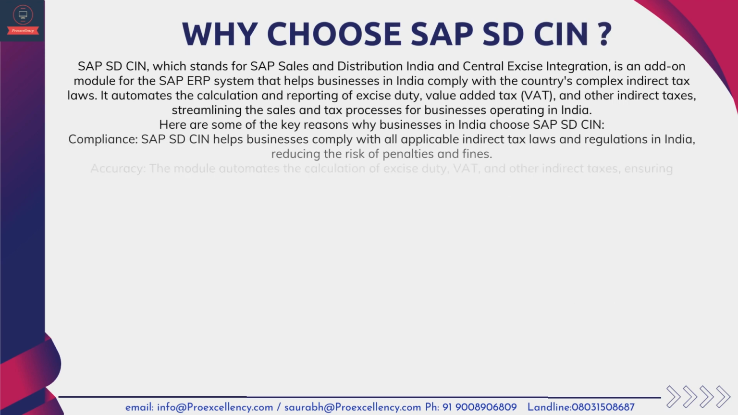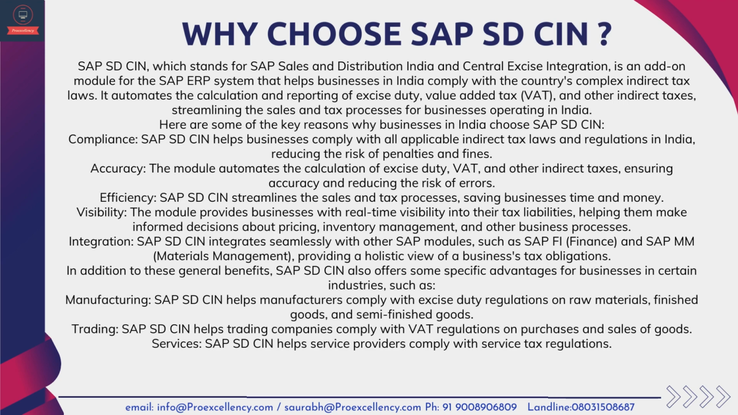Why choose SAP SD CIN? SAP SD CIN, which stands for SAP Sales and Distribution India, and Central Excise Integration, is an add-on module for the SAP ERP system that helps businesses in India comply with the country's complex indirect tax laws. It automates the calculation and reporting of excise duty, value-added tax, VAT, and other indirect taxes, streamlining the sales and tax processes for businesses operating in India.